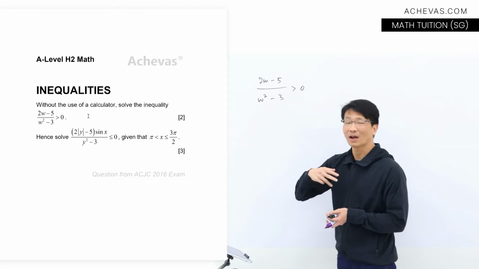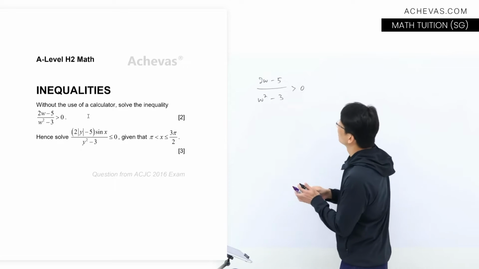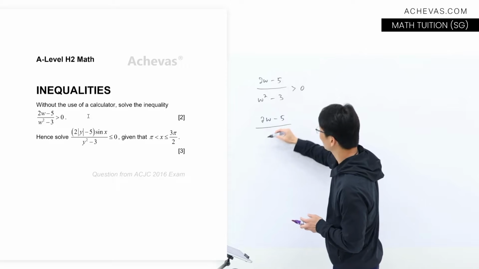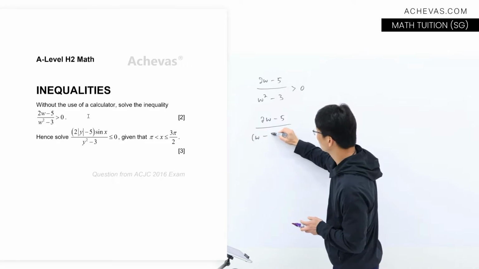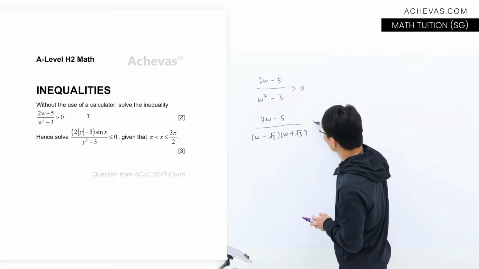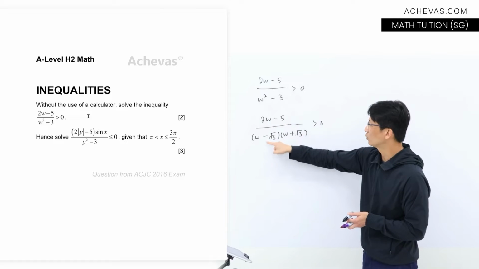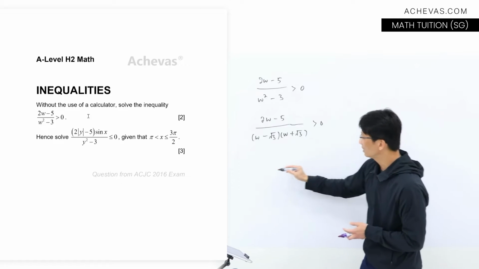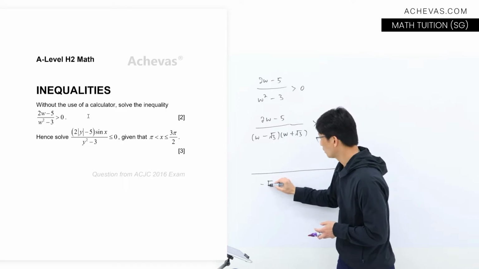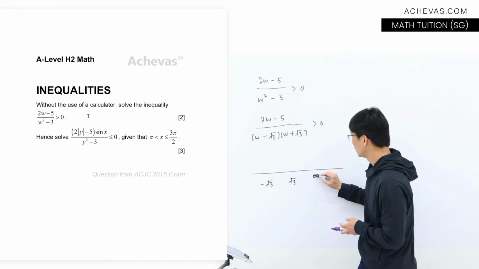The next step is to express the left-hand side into all linear factors. We will have 2w - 5 over, and here we can factorize to be (w - √3)(w + √3). Here we can see that we have 3 roots. We can express these 3 roots on the number line. The first root is -√3, the second one is √3, and the third one is 5/2.